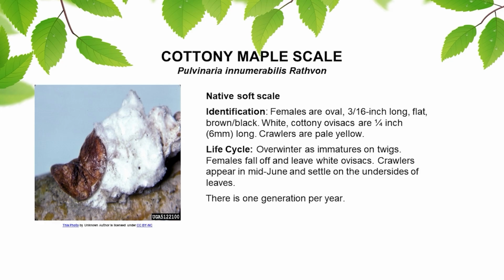Cottony maple scale overwinters as immatures on twigs. Females fall off the tree and leave white ovisacs. Eggs hatch and the crawlers appear in mid-June. They settle on the underside of leaves. There is 1 generation of cottony maple scale per year.